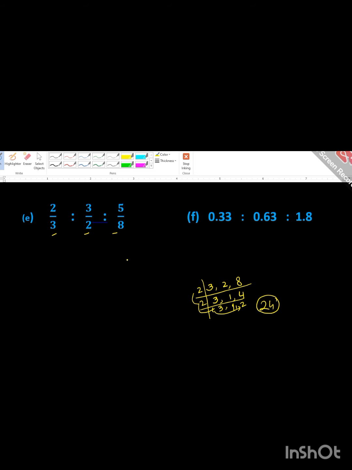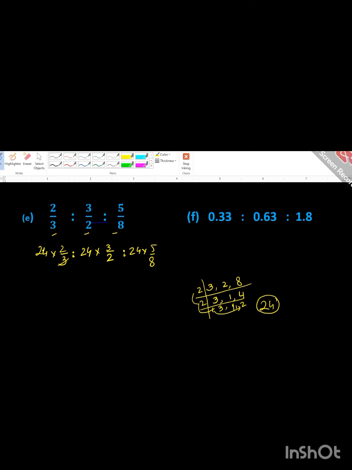So now it means we have to multiply all these three values with the 24 like this. 24 multiplied by 2 over 3, 24 multiplied by 3 over 2, 24 multiplied by 5 over 8. Why do we multiply with 24, the LCM? Because the LCM is divisible by all these denominators. So our question will be without fraction form, in simplest form.